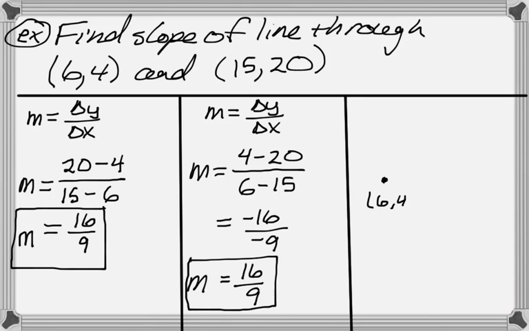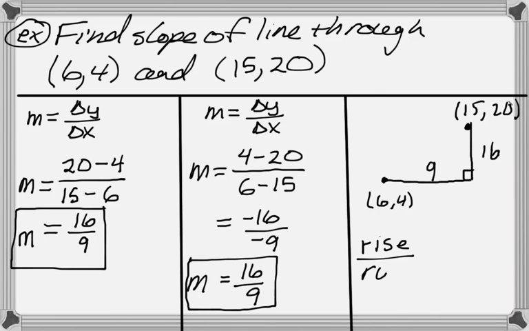And then finally, kind of what I did on the previous page, I'm just going to plot the points. Find a change in x is 9. Find the change in y is 16, so delta y is 16, delta x is 9. And rise over run is 16 over 9. It's the slope again. Alright, so 3 different ways, all of which worked.